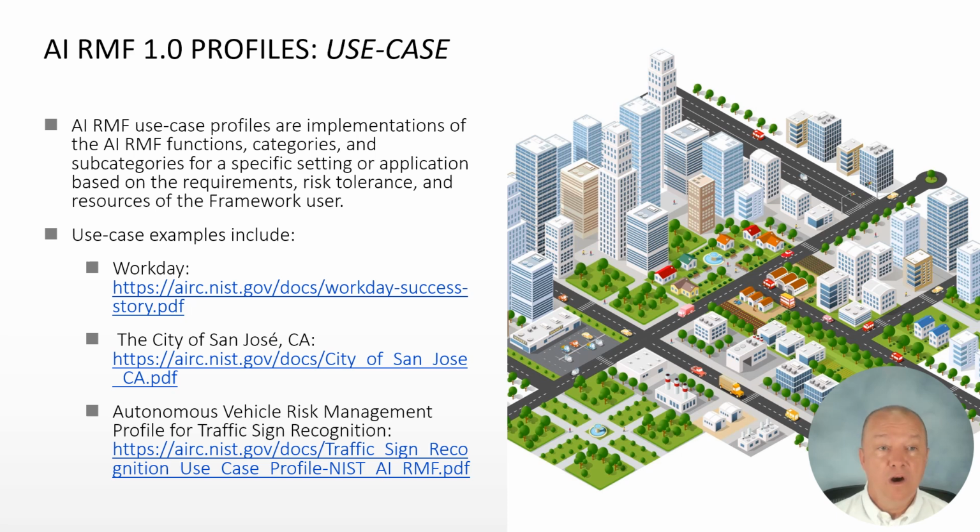So, what are AI RMF 1.0 profiles? They are use case profiles that are implementations of the AI risk management functions, categories, and subcategories for a specific setting or application based on the requirements, risk tolerance, and resources of the framework user. Now, currently NIST doesn't make so many of these use cases available, but they do have a few. Links are provided here for your convenience.